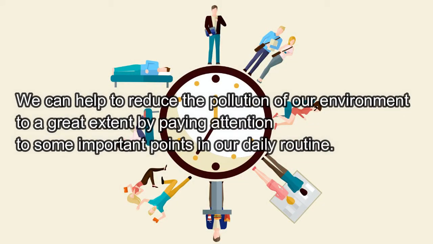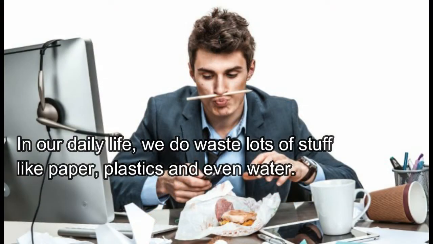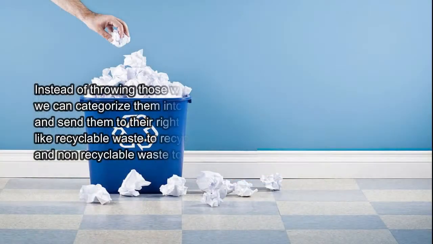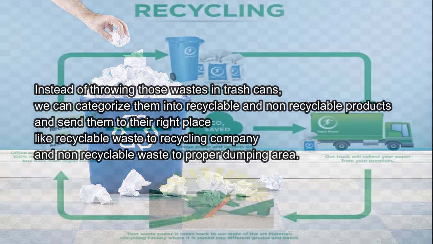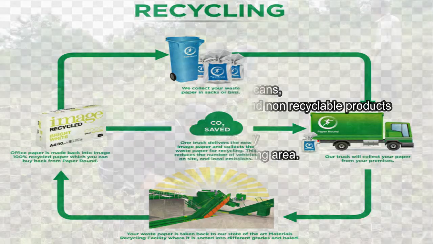We can help to reduce the pollution of our environment to a great extent by paying attention to some important points in our daily routine. In our daily life, we do waste lots of stuff like paper, plastics, and even water. Instead of throwing those wastes in trash cans, we can categorize them into recyclable and non-recyclable products, and send them to their right place, like recyclable waste to recycling company, and non-recyclable waste to proper dumping area.